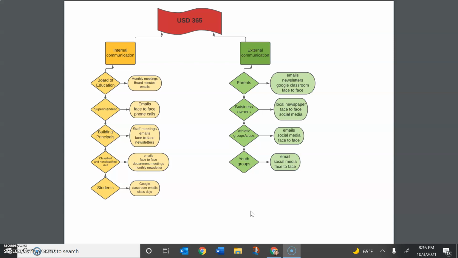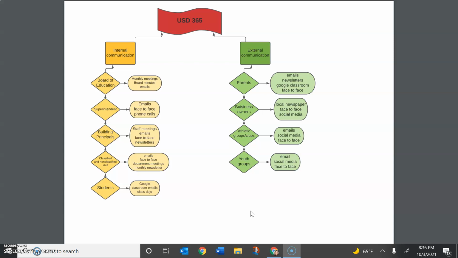And then finally, we have our local youth groups. We do communicate through email there. Even though it's not a school-related event, email is still used as a form of communication. Social media, again, is great for hitting a lot of kids at the same time and community members so they know what is happening with the youth groups, and we also use face-to-face.